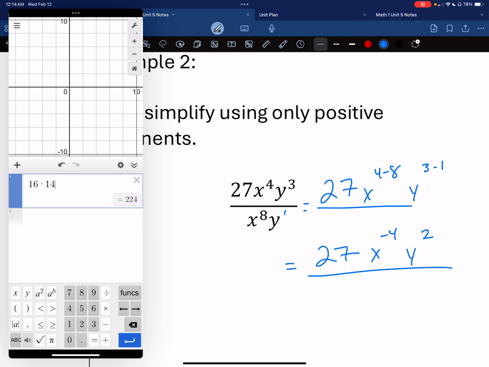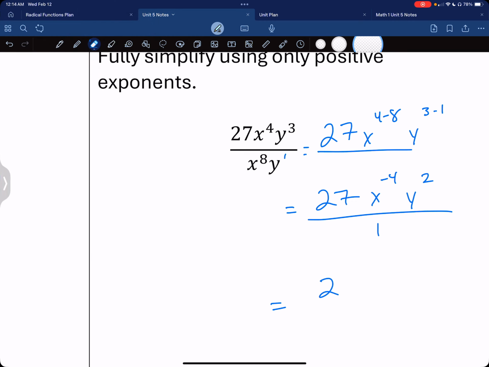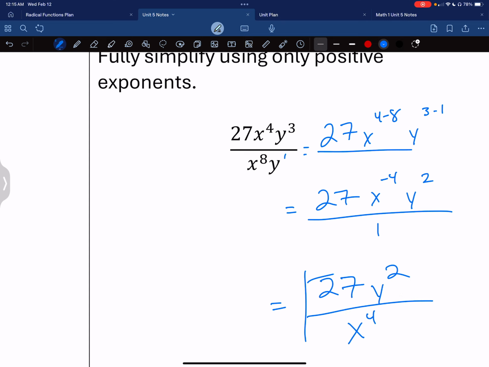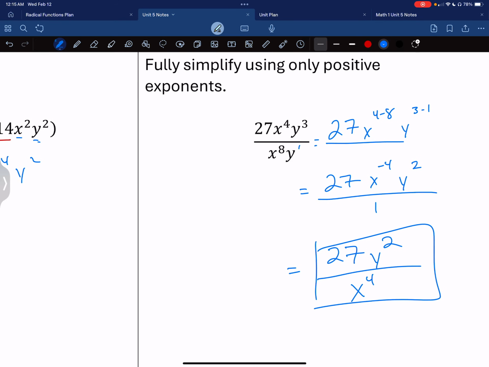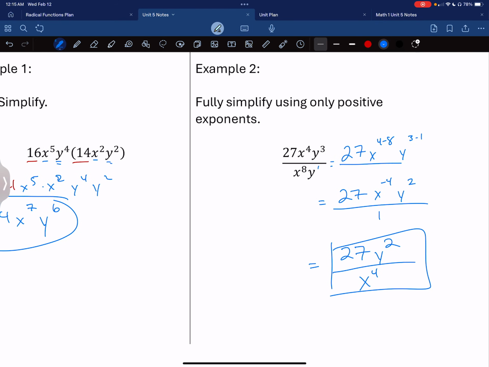We just have to move this x down, right? So there's a 1 down here, so we're going to have 27. I'm going to move this down because we have a negative power. So we're going to end up with y, got to move the calculator out of the way. 27 y squared over x to the 4th power, and that is your final answer. That's all we can do for example 2. Okay, again, I'm just using our power rules.